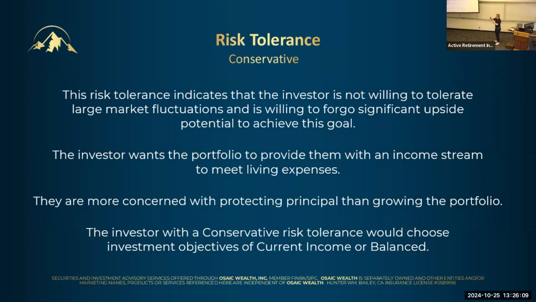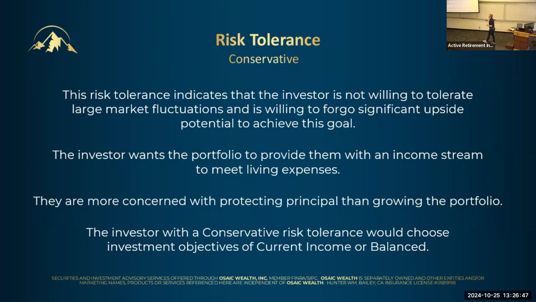So to start off, again, we're going to start all the way at the bottom with conservative. This risk tolerance indicates that the investor is not willing to tolerate large market fluctuations and is willing to forego significant upside potential to achieve this goal. Remember, if you think about this in terms of standard deviation, again, it's a really small channel where you're closing your eyes to what's happening out there and you're just walking and you're happy because you still got your bag and you're all right. But if we're going to go way to the other side, then they're just willing to open up that vision and they're willing to see all this crazy stuff happen and know that they're just going to keep walking through the fire until they get to the end.